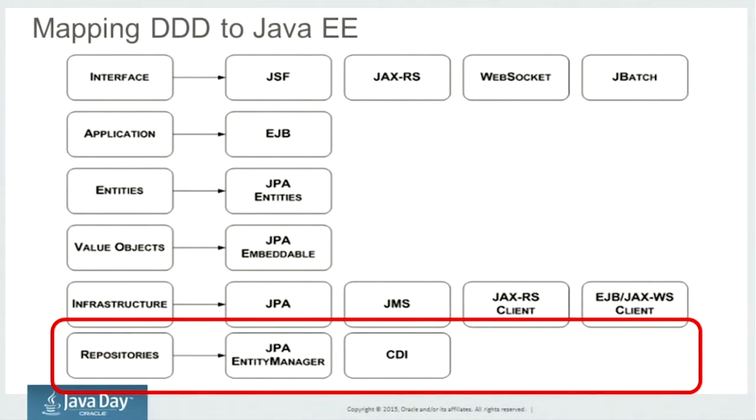You do not need EJBs in the repository layer, because the repositories do not need to be transactional. They do not need to be secure. Because remember, at the end of the day, you will not be using naked repositories. Whenever you use repositories, you will be going through the application layer, so you will get those services from that layer.